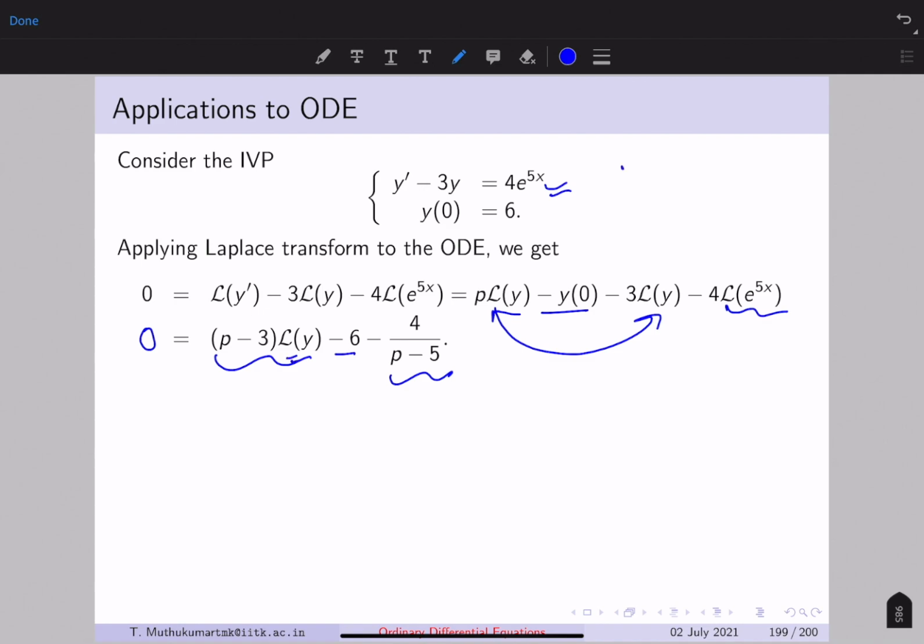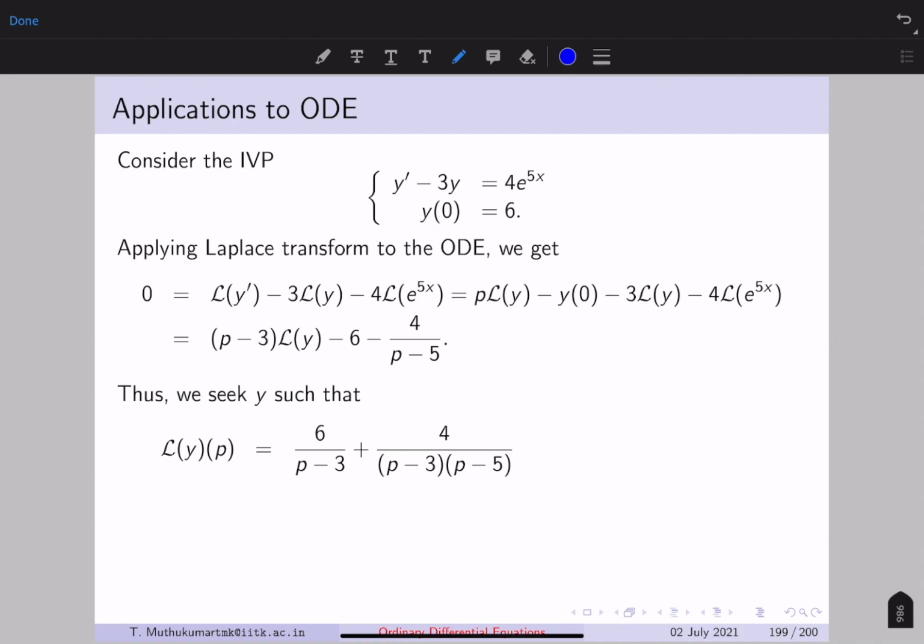So the unknown here is y. Now you have an equation for Ly, and you solve for Ly, which is the Laplace transform of y. And what is Ly? Ly is this, whatever you have.